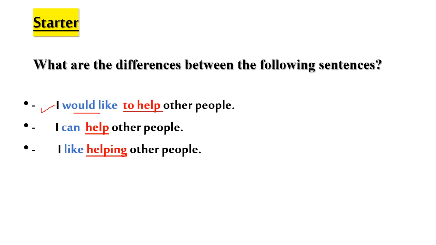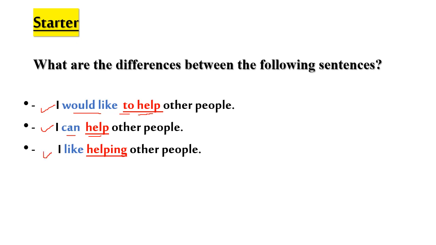Please look here. After would like comes to plus the base form of the verb help. And what do we call this combination? Of course, we call it full infinitive, as we studied this in part 1 of this lesson. Let's move to example 2. I can help other people. So here we have got can. After can comes the base form of the verb help. What do we call this? We call it bare infinitive, as we studied this in part 2 of this lesson.